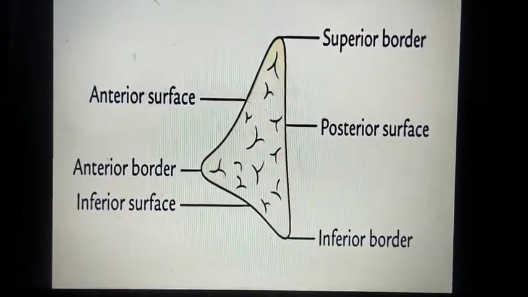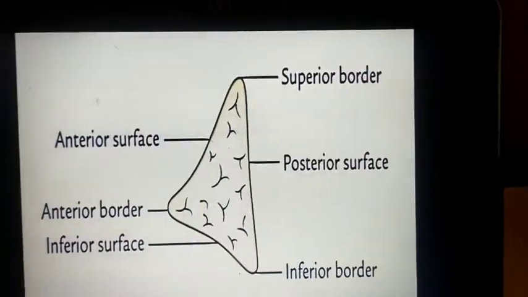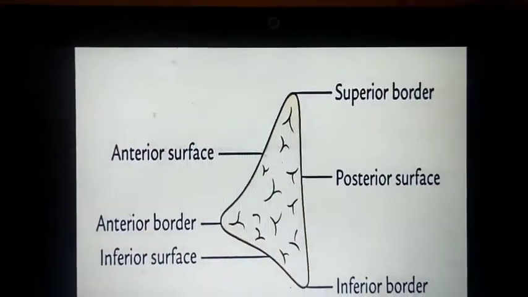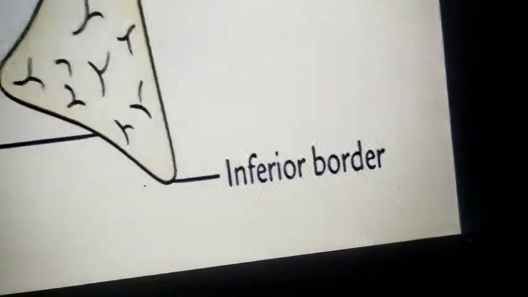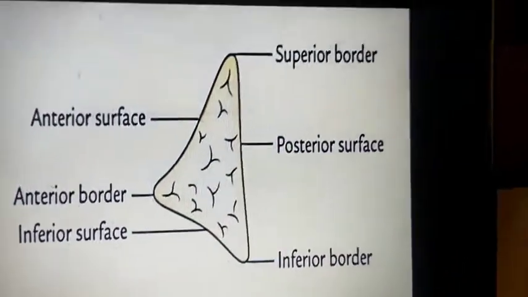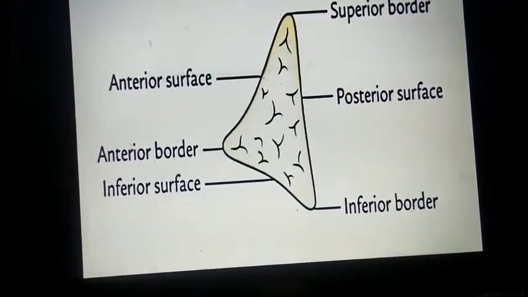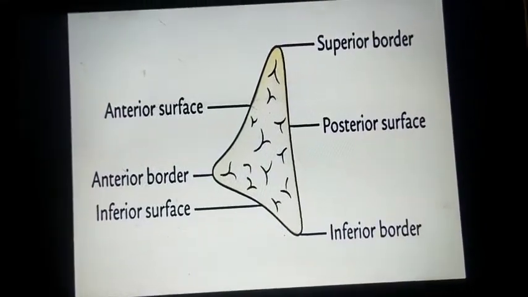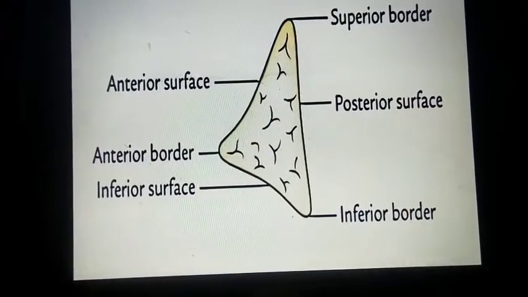When you cut the body of the pancreas transversely, you can see it is pyramid shaped, or it looks triangular in shape. It has three borders and three surfaces. One is the anterior surface, inferior surface and posterior surface. It has three borders: superior border, anterior border and inferior border.